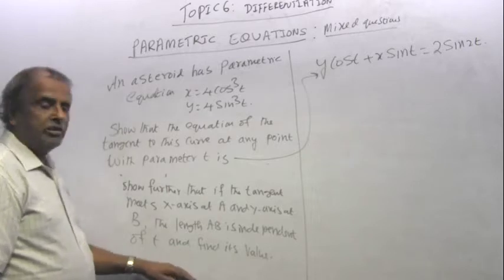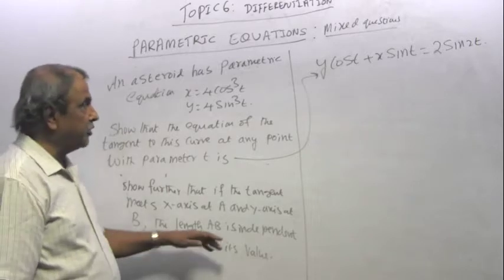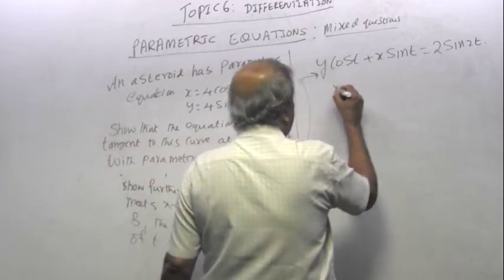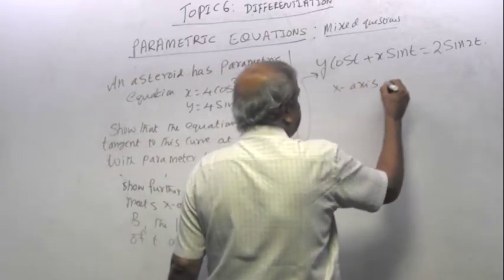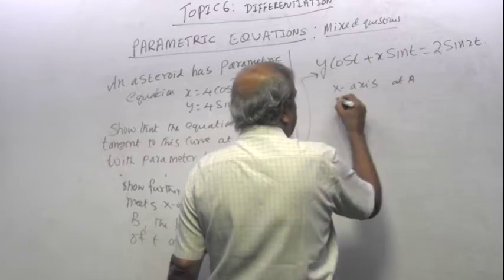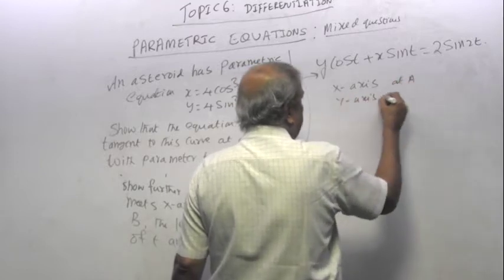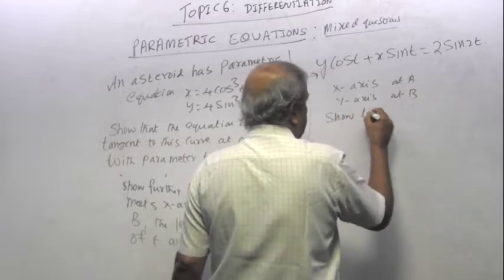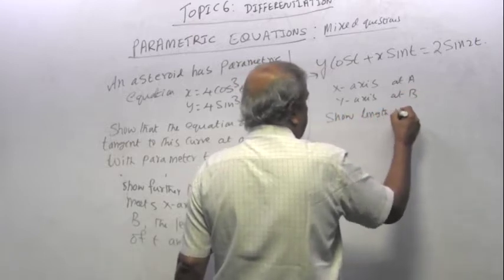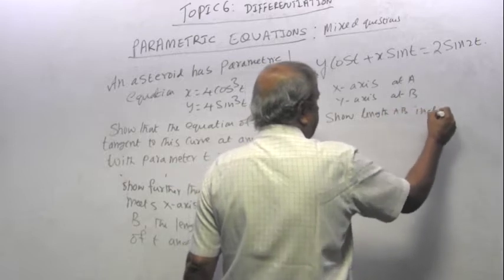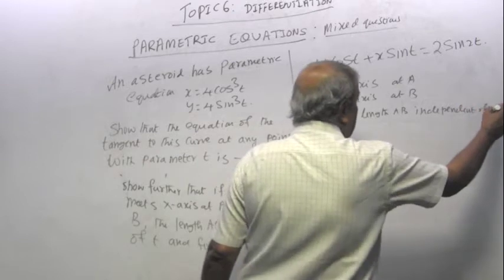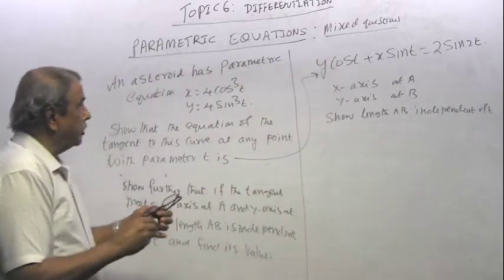I've written this question to save time, so I'll read through it. I need to show that I'm putting salient points there: x-axis at A, y-axis at B. Show length AB independent of t, because I'm going to rub it off. Let me read through the question.